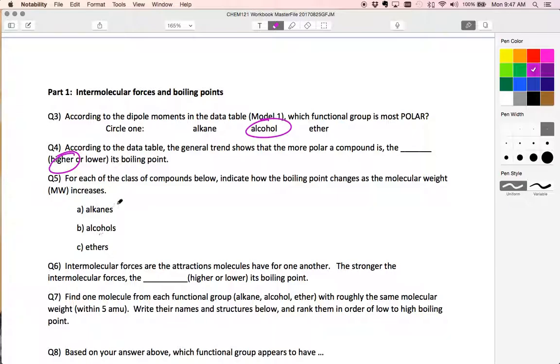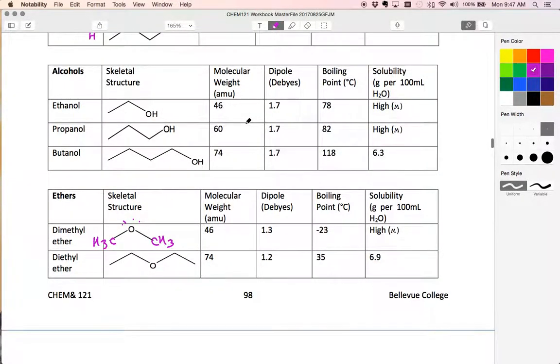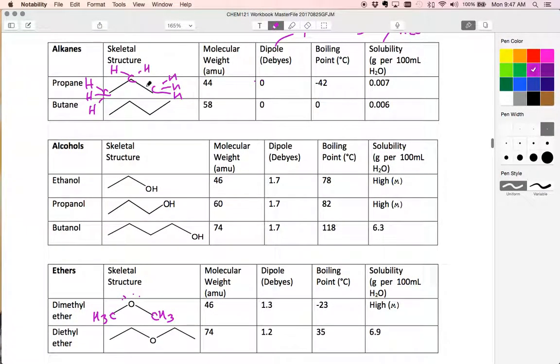For each of these molecules, indicate how the boiling point changes with molecular weight. Well, what they mean by that is if I take propane and I look at its boiling point or its molecular weight, what happens when this chain grows longer and the molecular weight goes up? The boiling point goes up. So it went from negative 42 to 0 degrees Celsius, which means it's increasing in boiling point.